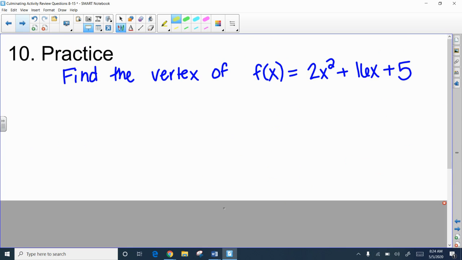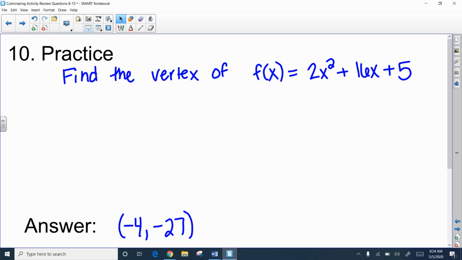All right, time for you to try one. On number 10, find the vertex of f of x equals 2x squared plus 16x plus 5. Pause the video here and try the problem. All right, now let's check your answer. The vertex is (negative 4, negative 27). Always be careful with your signs. So when we plug it in, it should be negative b over 2a.